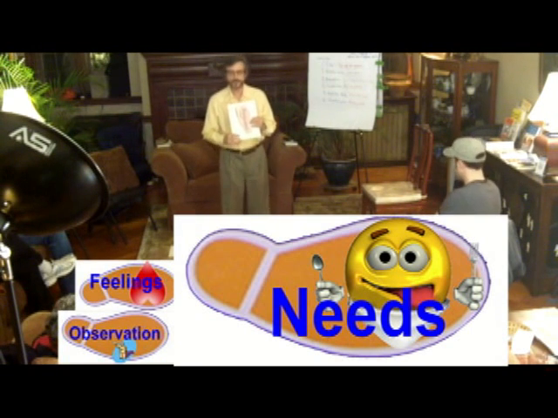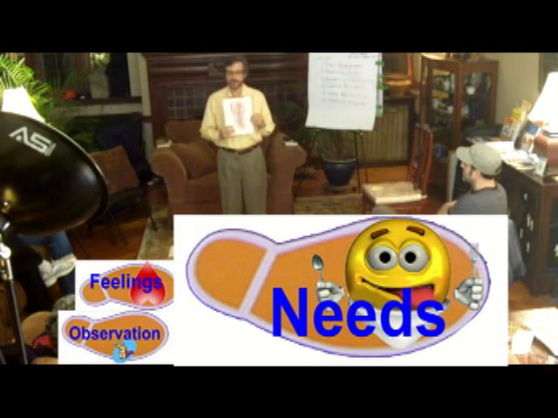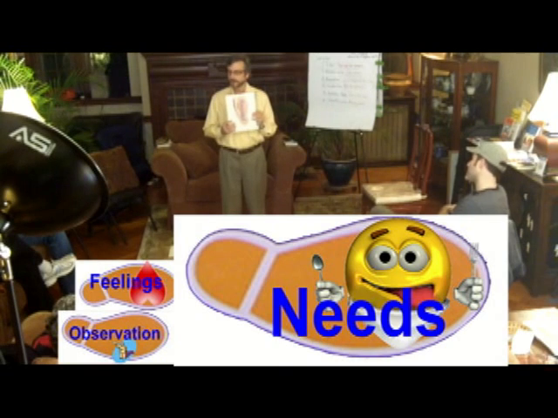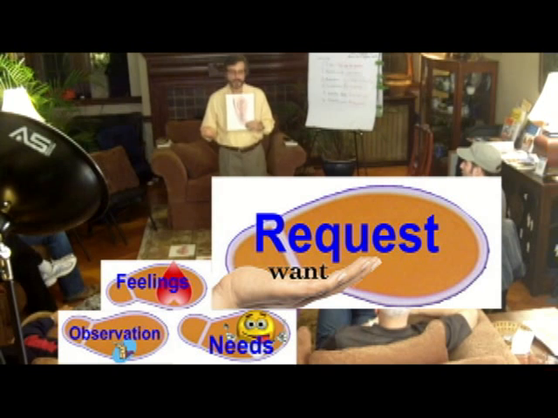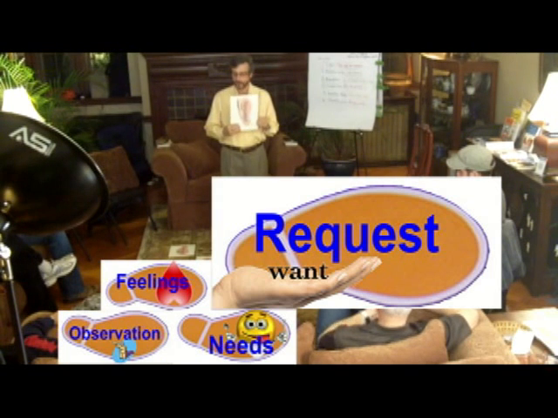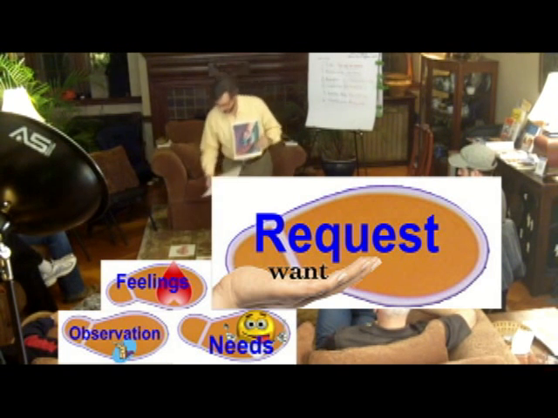And then the 4th step in an NVC statement is the request. So this is often called the change request, because when you're making an NVC statement, you're asking the other person for something or to change something to get your needs met. And so we'll be discussing requests in the 4th week.